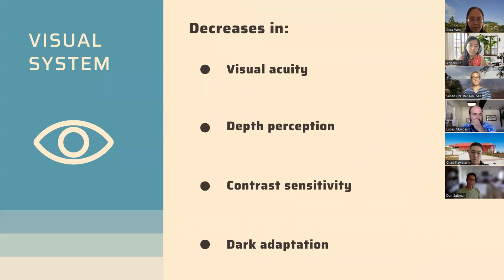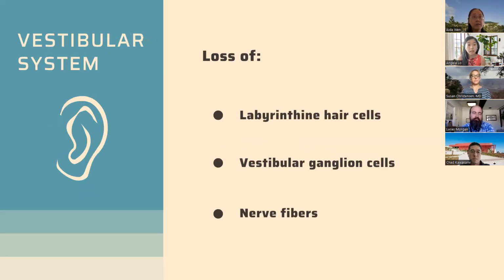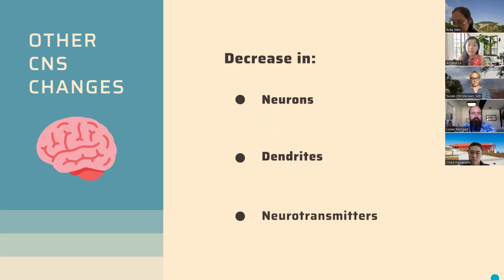So in our visual system, we see decreases in visual acuity, depth perception, contrast sensitivity, and dark adaptation, thus increasing risk for falls. In our proprioceptive system, we might see some sensitivity loss in the legs. In our vestibular system, you'll see a loss of labyrinthine hair cells, vestibular ganglion cells, and nerve fibers. And so with these changes, balance and equilibrium are negatively affected.